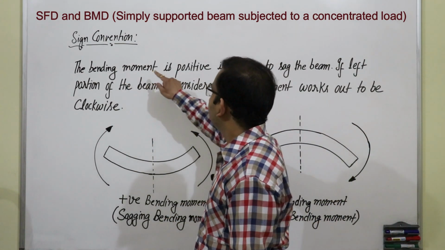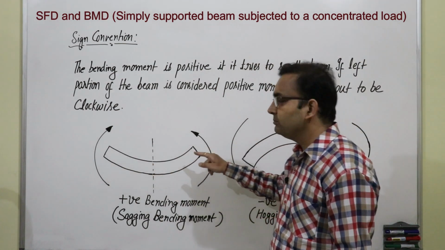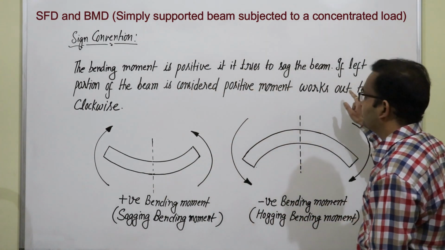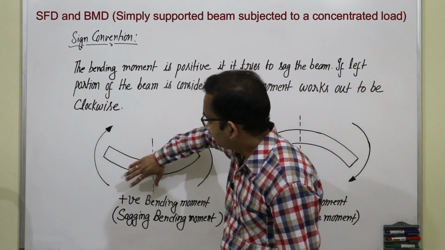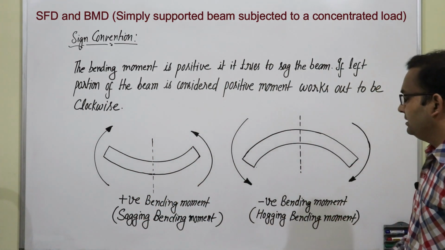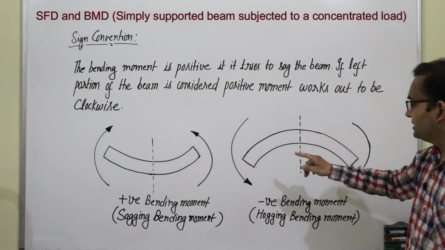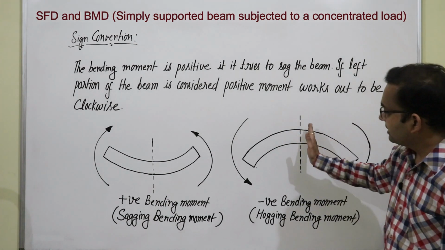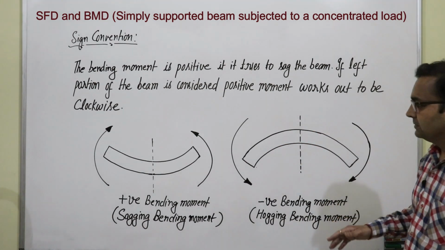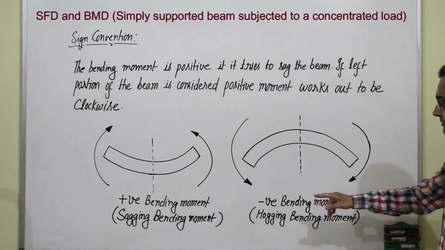Again, the bending moment is positive if it tries to sag the beam. If left portion of the beam is considered, positive moment works out to be clockwise. So we are seeing this is clockwise moment and we are taking it as positive. If it is opposite of this one, it is hogging. So it is negative bending moment because at the left portion bending moment is anti-clockwise. This is positive bending moment in which beam is sagging. This is negative bending moment in which beam is hogging.